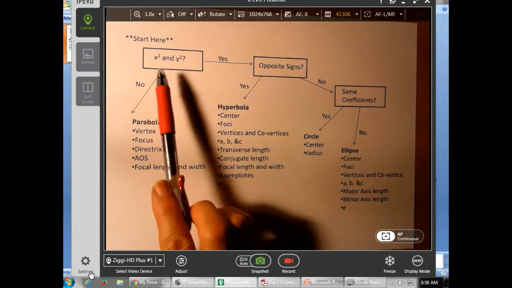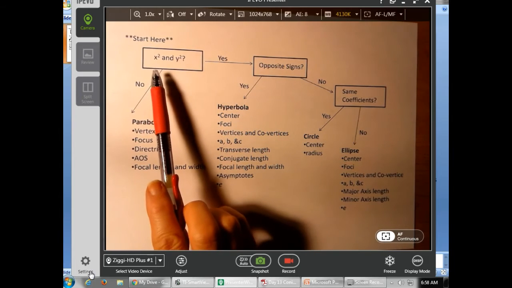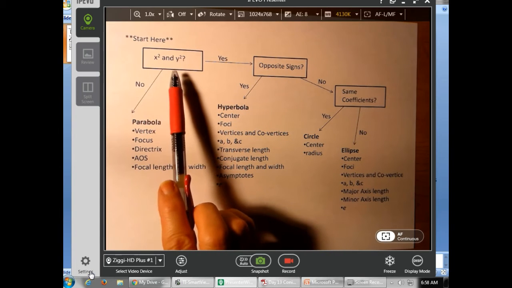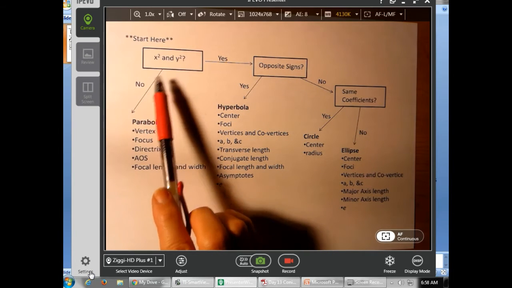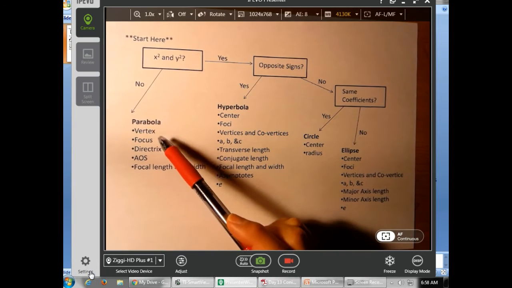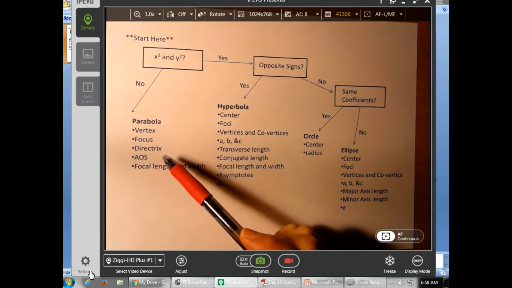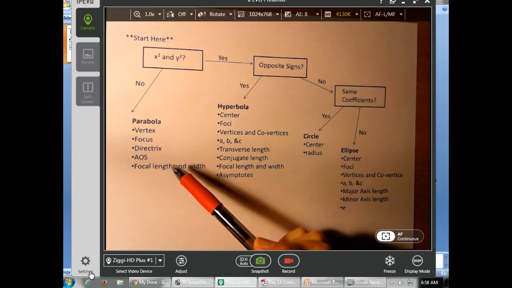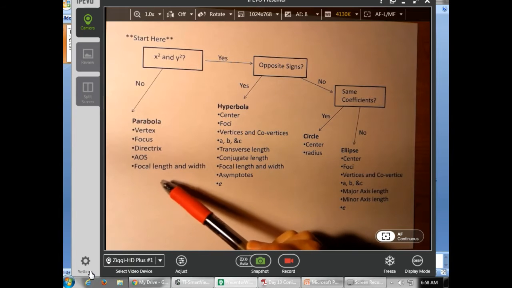But first, you're going to start by looking and determining, do you have an x squared and a y squared? If you don't, then you know you have a parabola. You're going to look for the vertex, the focus, the directrix, the axis of symmetry, and then, of course, the focal length and focal width will help you graph that.